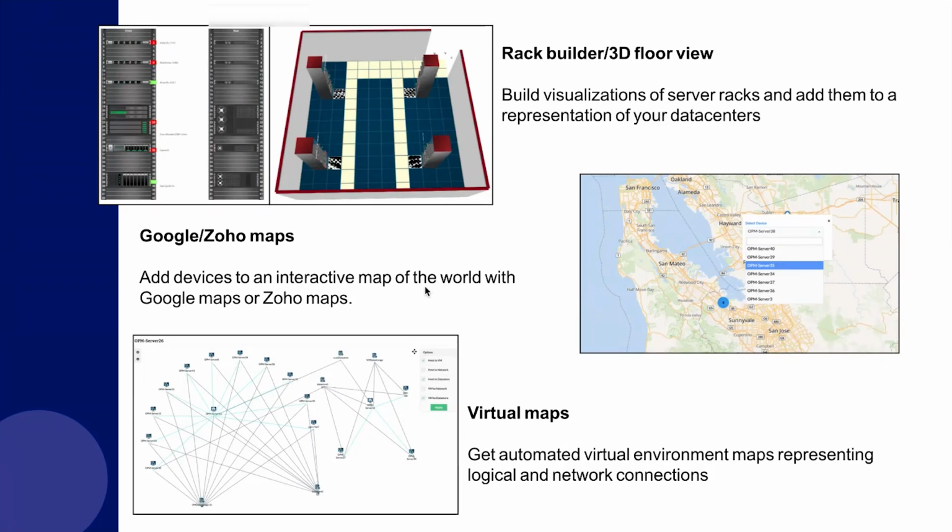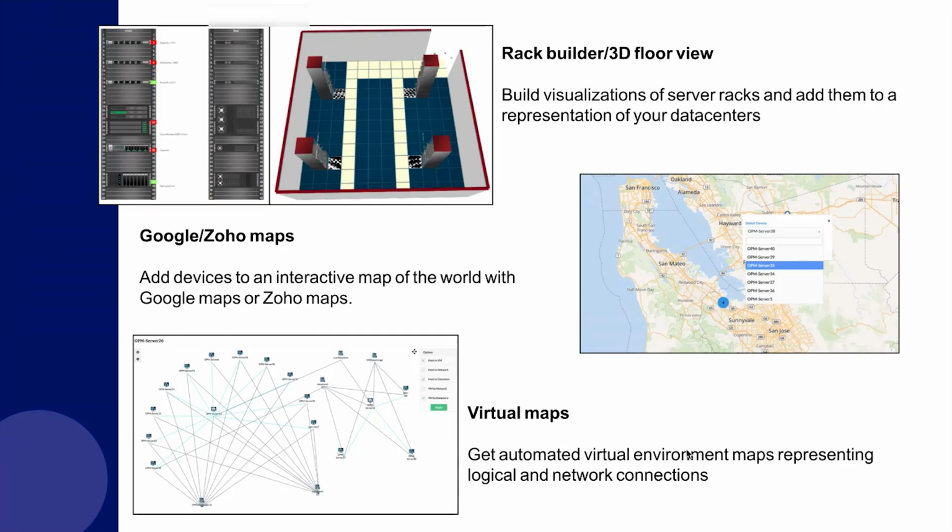OpManager Plus also has an integration with Google and Zoho Maps. So it will basically be an interactive map of the world, and you'll be able to drop your devices into different locations. If you have a distributed network, this will give you a big picture of where your devices are and also their state. And also OpManager Plus has a virtual mapping feature. This is basically an automated mapping of the virtual environment. So you'll be able to see your hosts, your VMs, the data stores, and everything in a single map.